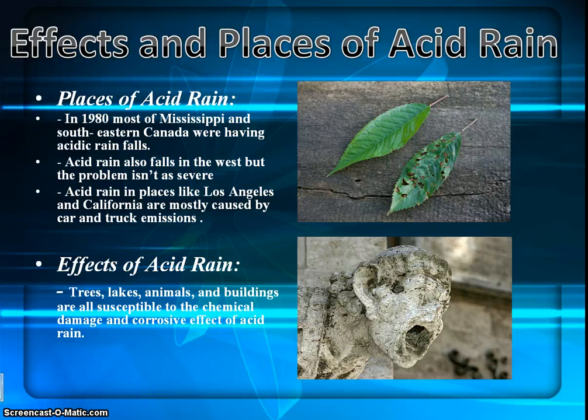Some effects of acid rain are that trees, lakes, animals, and buildings are all susceptible to the chemical damage and corrosive effect of acid rain. As you can see to the right, in the picture of the leaves, the leaf on the left is a perfectly good leaf, and the leaf on the right is what has had acid rain fall on top of it. And the picture below used to be a gargoyle until it experienced acid rain, and as you can see, it kind of corroded and lost its shape. So here we go.